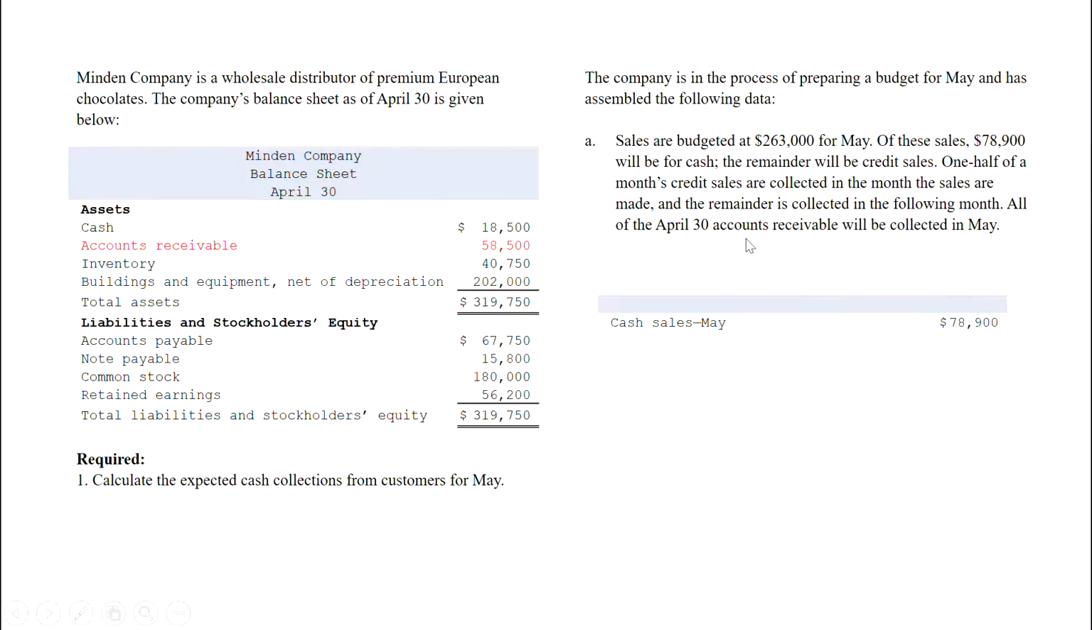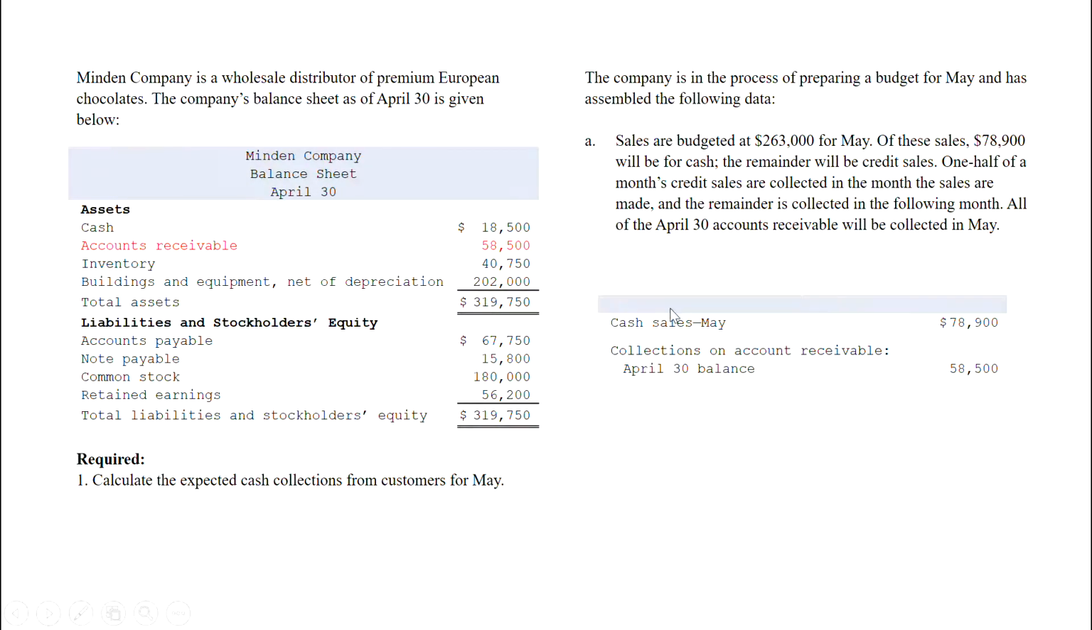Then we have to consider the fact that the remaining amount is going to be credit sales. And let's look at their credit policy. 1/2 of the month's credit sales are collected in the month the sales are made, and the remainder is collected in the following month. All of the April 30th accounts receivable, and if we look over here at the balance sheet, 58,500 will be collected in May. So we consider that of all the April sales, 50% were collected in April. The remaining 50%, 58,500, will be collected in May. So we'll list that 58,500 and add that on.